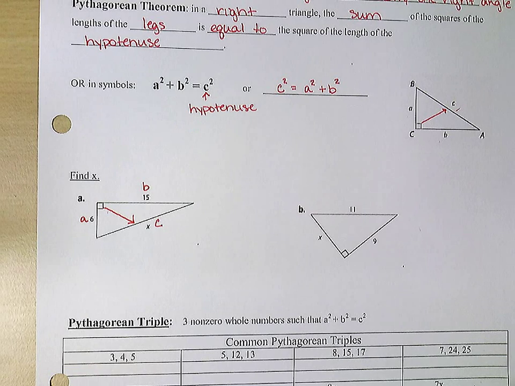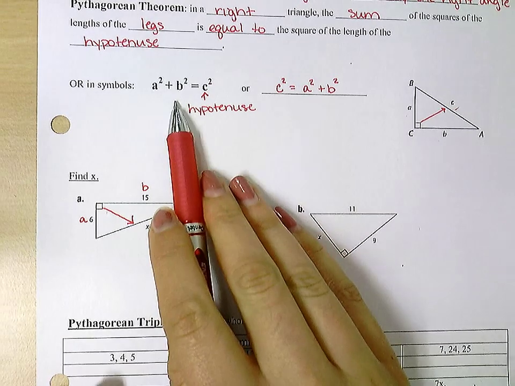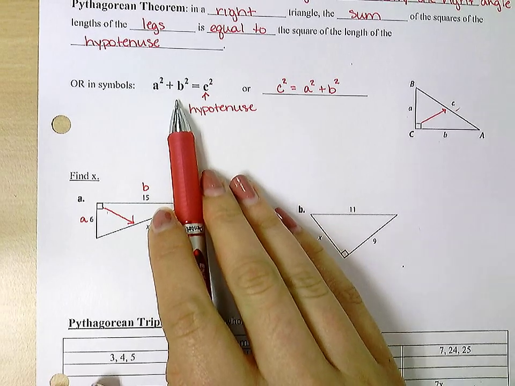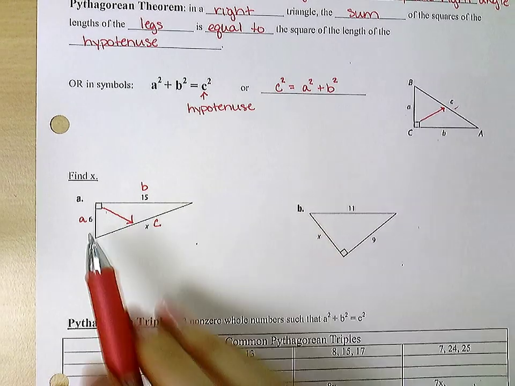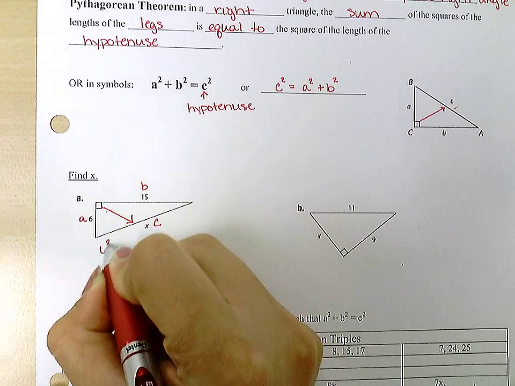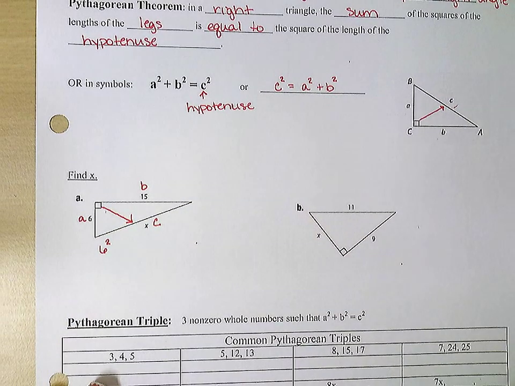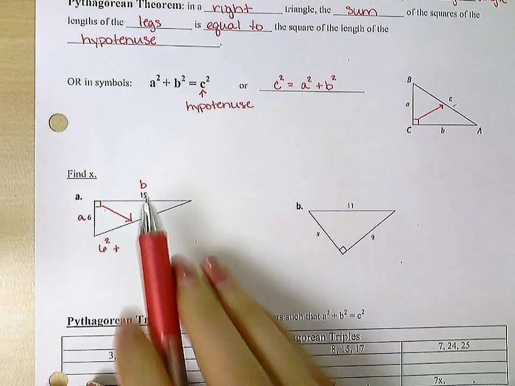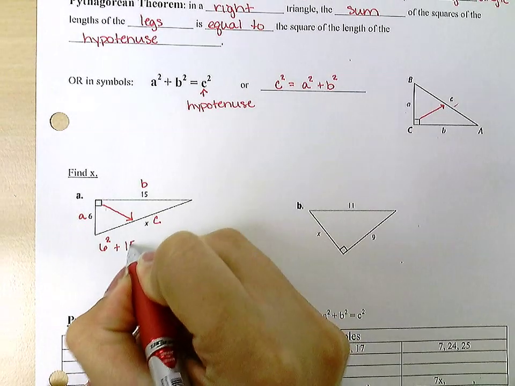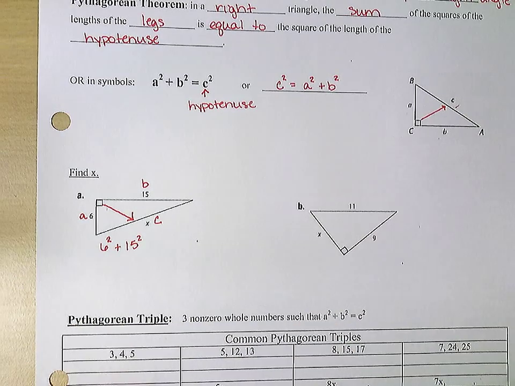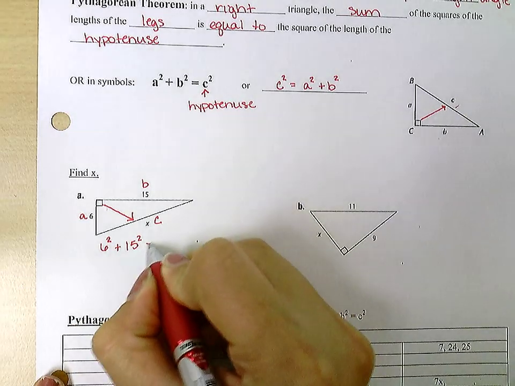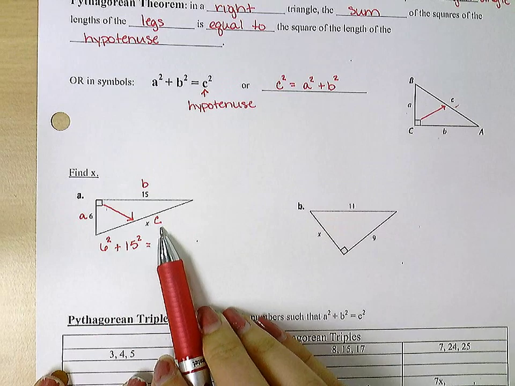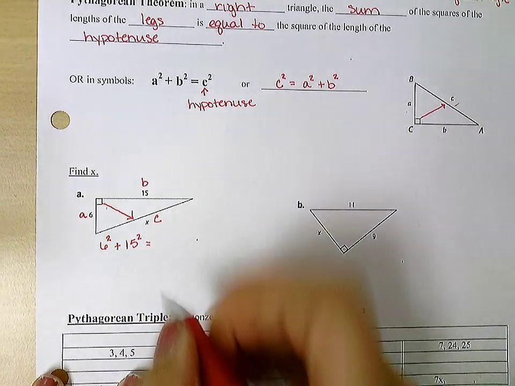Okay, then all I have to do is plug it into my formula above here. Okay, so a would be 6, and that's squared, so we have 6 squared, plus our b value I labeled as 15, that's 15 squared. That's equal to our c value squared. Our c value is x.